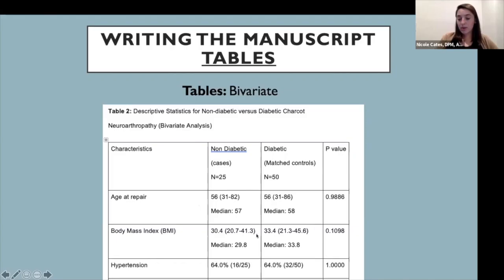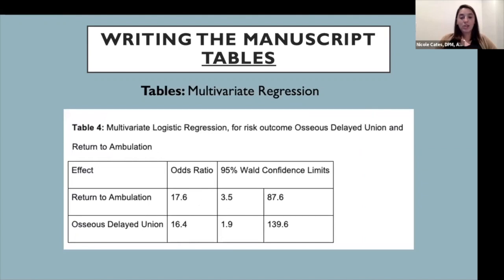BMI, you can see they're relatively close mean BMIs, and there's no statistically significant difference between BMI. And then the regression, this is where you're showing your odds ratio. So from all the factors you compared, there were preoperative factors versus postoperative outcomes that were statistically significant. You run the regression, and then you want to see which ones of these are significant. And so from that, we know that return to ambulation was 17 times more likely, and you have to have a confidence interval. And this is the statistician will give you these factors.